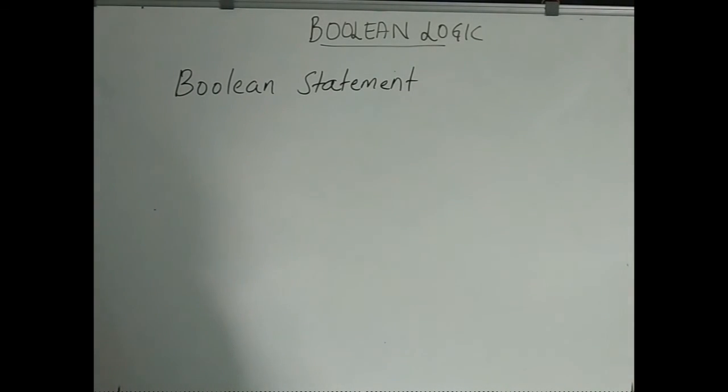Is New Delhi the capital of India? I repeat, is New Delhi the capital of India? The answer is yes, right? So it can take either yes or no values. Another example of a Boolean statement is, have you finished your homework? The answer can be true or false, or yes or no. Such statements that can evaluate to either true or false are called Boolean statements.